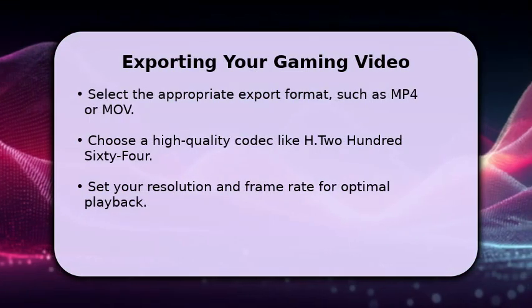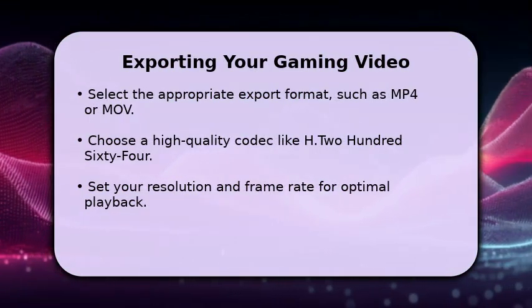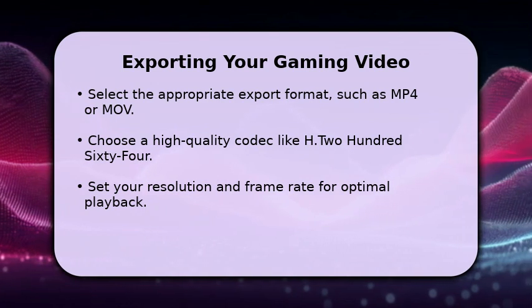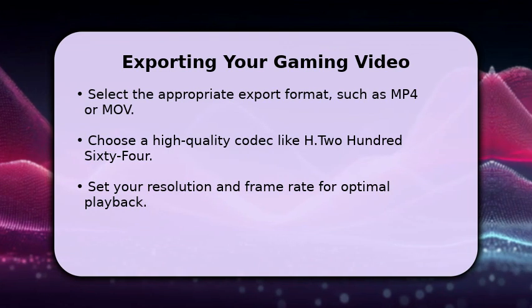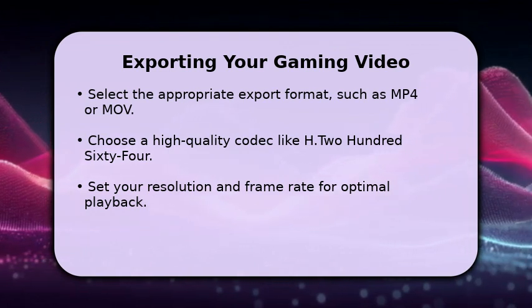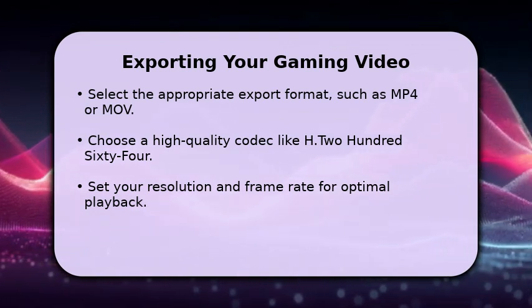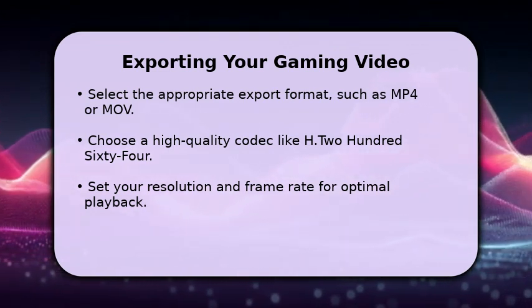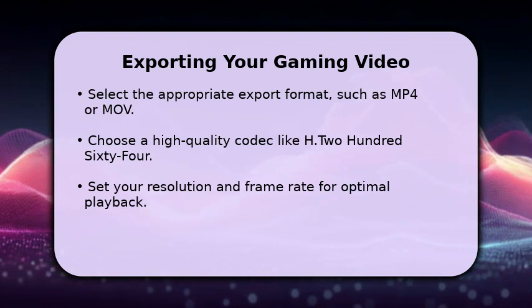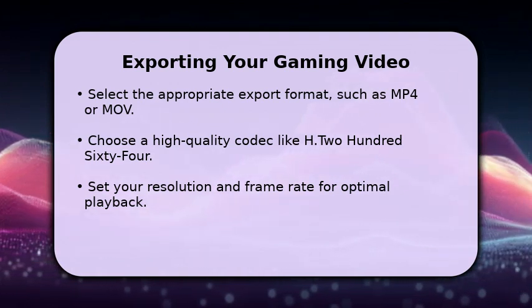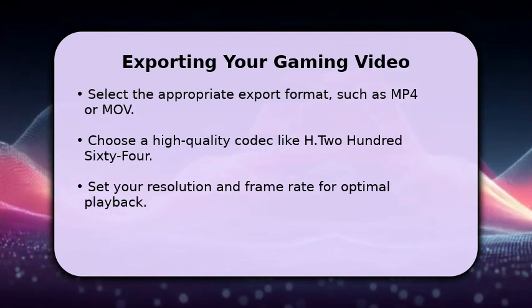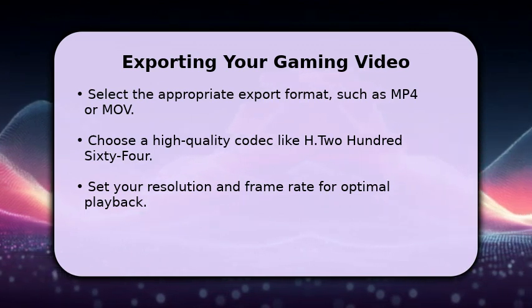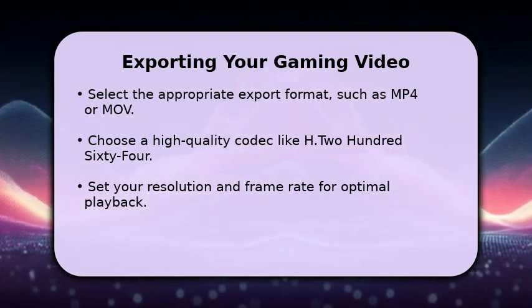You've created an amazing gaming video, and now it's time to share it with the world. Navigate to the Deliver page. Here, you'll select your preferred export format, commonly MP4 or MOV, and choose a high-quality codec like H.264 for excellent compression. Ensure your resolution and frame rate match your project settings for optimal playback. Finally, hit the Render All button to export your masterpiece, ready for upload to platforms like YouTube or Twitch.